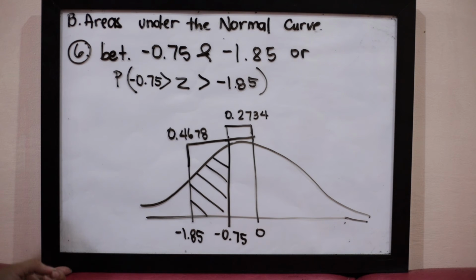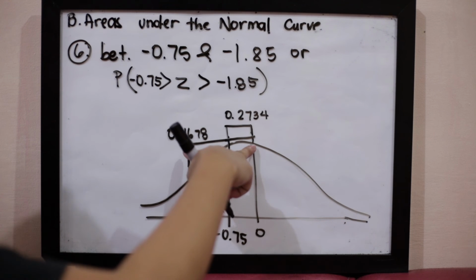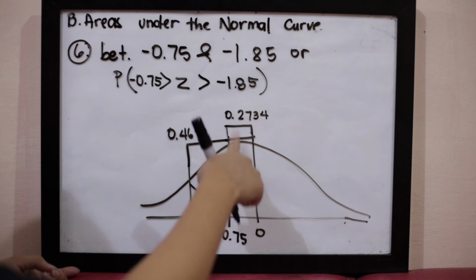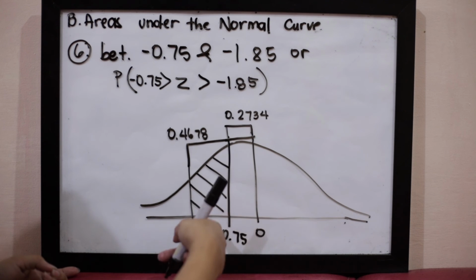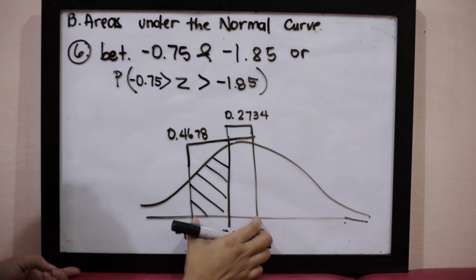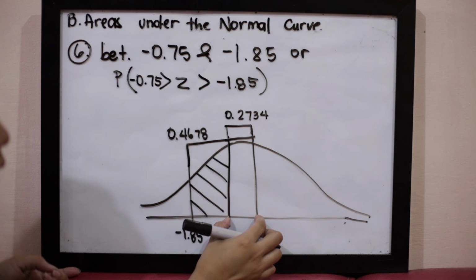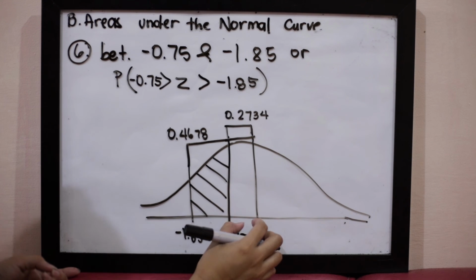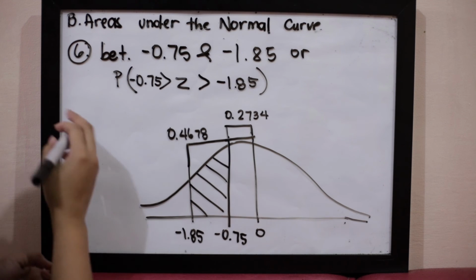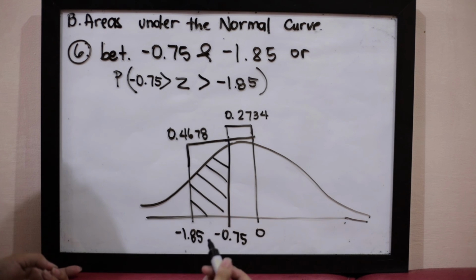Next. So, same case with example number 5. This is the whole part, and this is the unshaded one. This is the shaded part. So, we know this value, and we know the value of this unshaded part too. So, to get the shaded part, we have to subtract those two numbers.